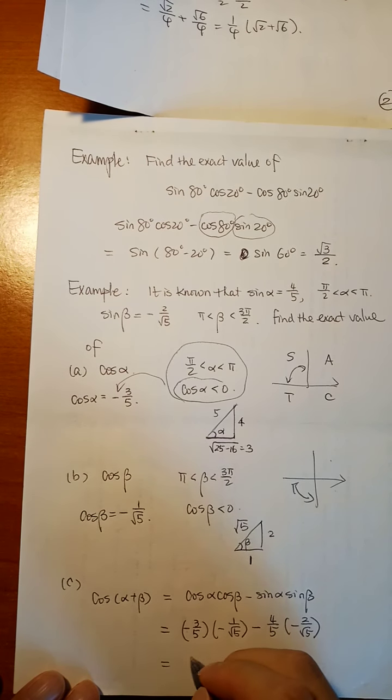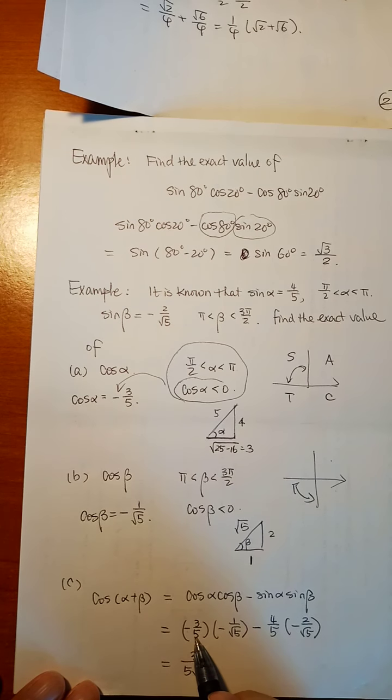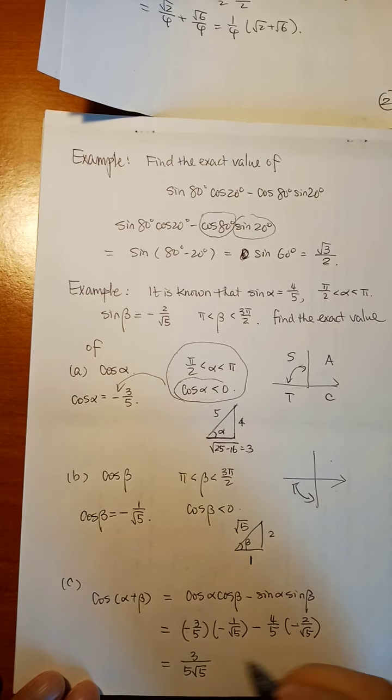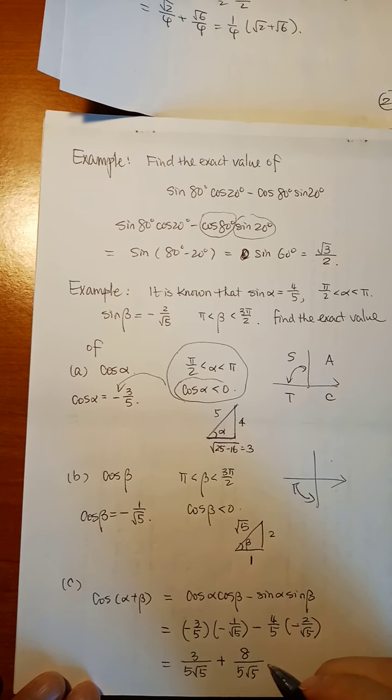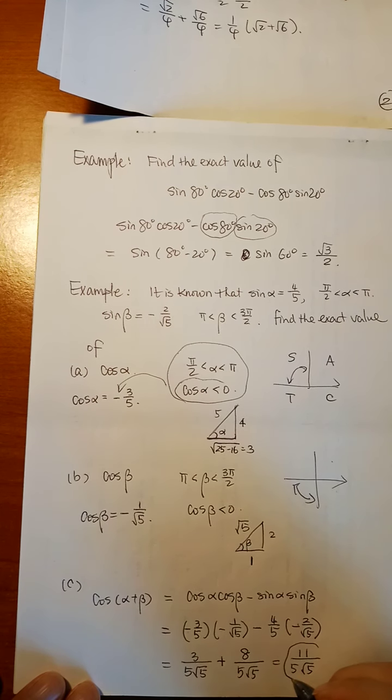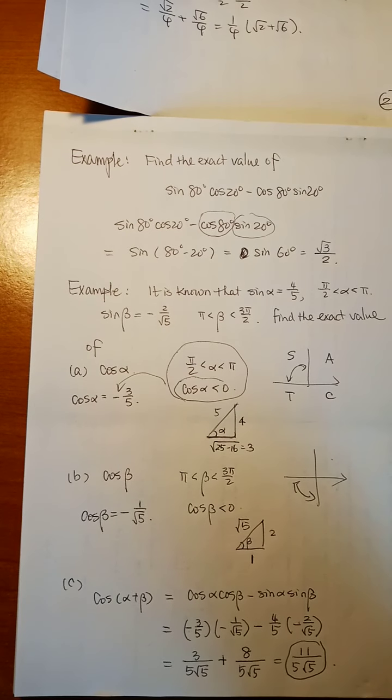So 3 times 1 is 3. The denominator is 5 times root 5. In this part, the negative signs cancel, so it's a plus. 4 times 2 is 8. So 3 over 5 root 5 plus 8 over 5 root 5 is 11 over 5 root 5. And this is the answer, right?